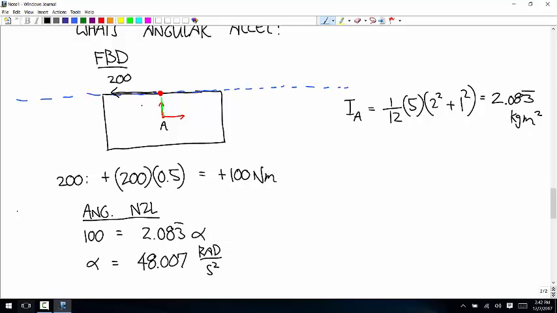The what? Because this length is a meter, and the length of that green line is half of a meter. Any other questions about that one?